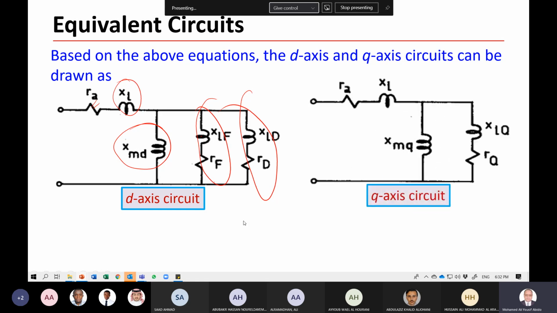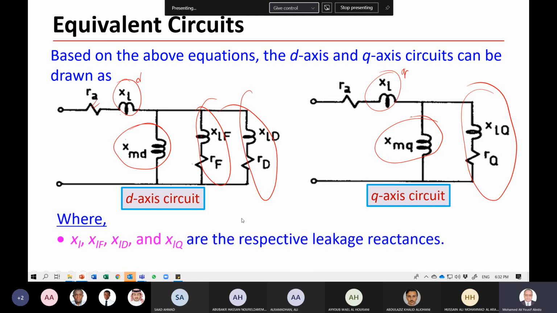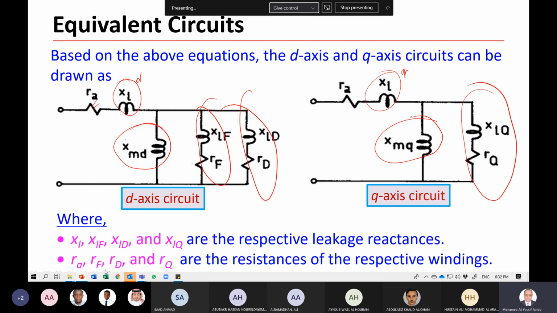And also for the quadrature axis, we have the mutual inductance, and this is the leakage of the stator, Xl, and this is in the direct axis. And this is the damper winding of the rotor in the quadrature axis. So Xl, the leakage reactance in direct, and leakage reactance in quadrature Xl. And you have Ra, Rf, Rd, and Rq, the resistances of the respective windings.